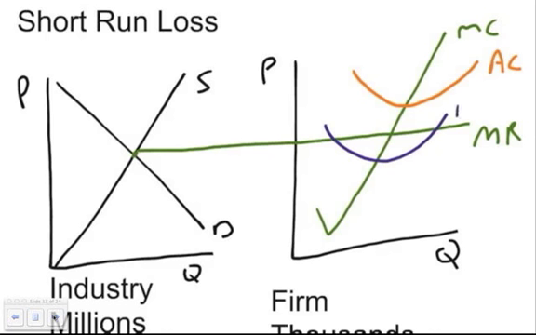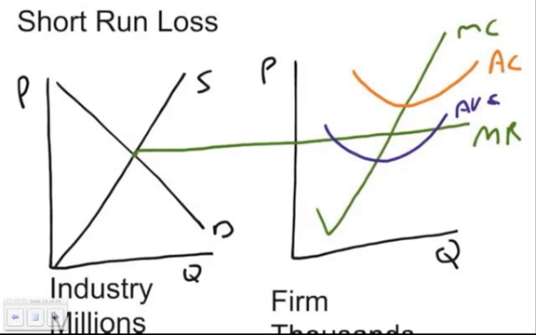So again, it's U-shaped as well, and it's going to be below the marginal revenue curve because it's my average variable cost, and I can pay for that. So I am operating, but I'm operating at a loss. If I shut down completely, I'd actually lose a lot more money. This is minimizing my losses in the short run.